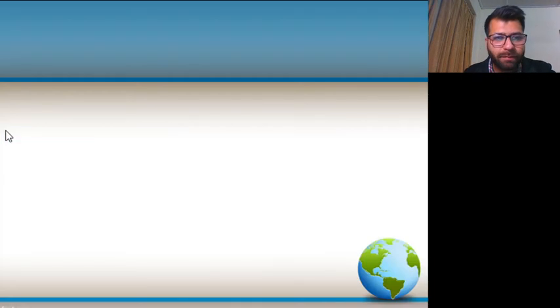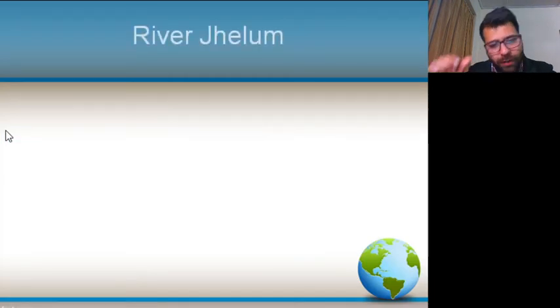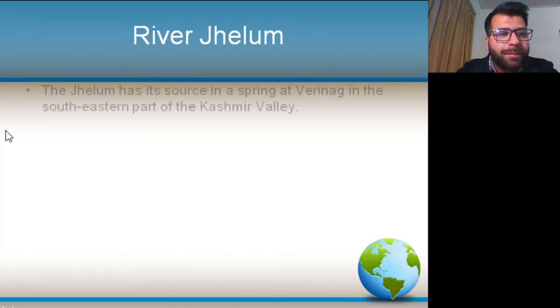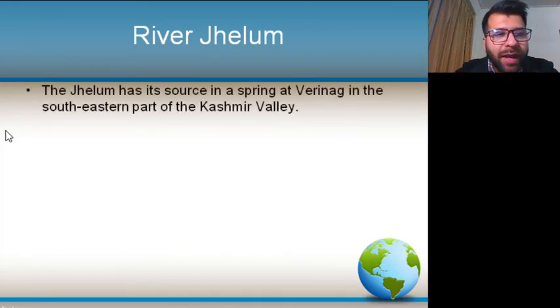The next is river Jhelum. The Jhelum has its source in a natural spring at Verinag in the southeastern part of Kashmir Valley. If you have ever visited Srinagar, Jammu and Kashmir, there are two different divisions of the Union Territory of Jammu and Kashmir.